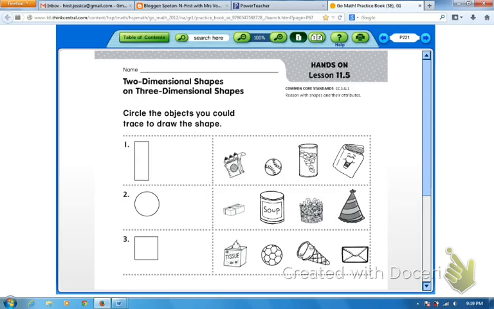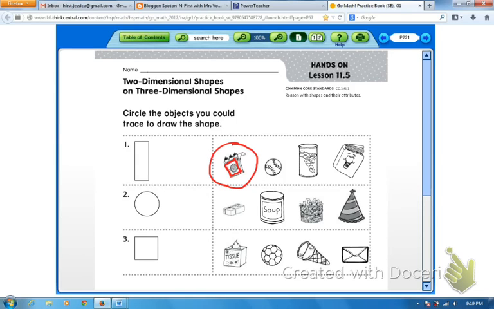So for number 1, our two-dimensional shape is a rectangle. And by looking at each one of our choices, we are looking at the flat surfaces, which one has rectangles on them. So the first one is a crayon box. If we were to trace the flat surface of a crayon box, we can see we would get a rectangle shape on the front side, so that would be one of them.